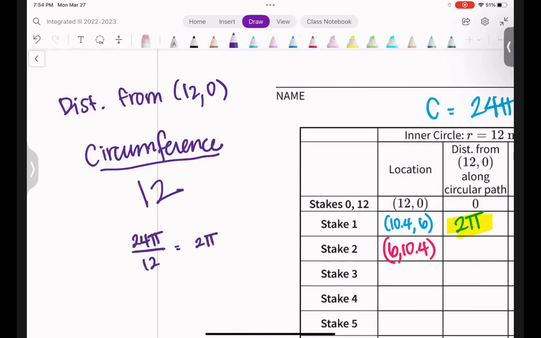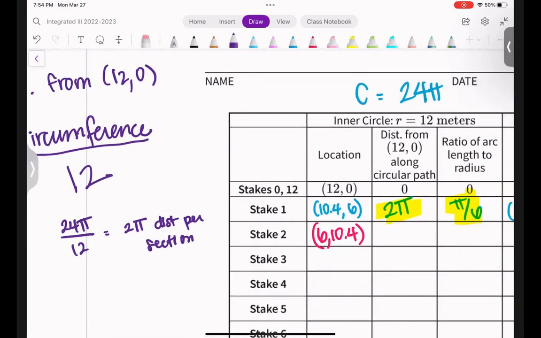So this represents how much distance for each section. So this is distance per section, right? Since we're covering two sections, wouldn't it make sense that this would be 4 pi? Doesn't that make sense? Yes, that makes sense, right?